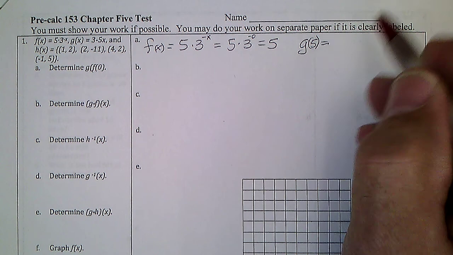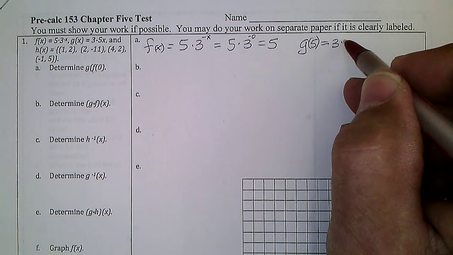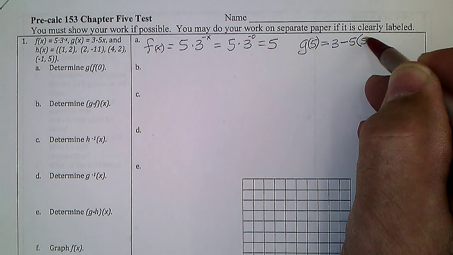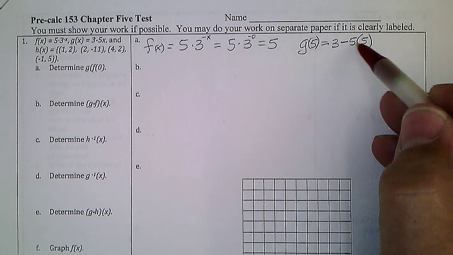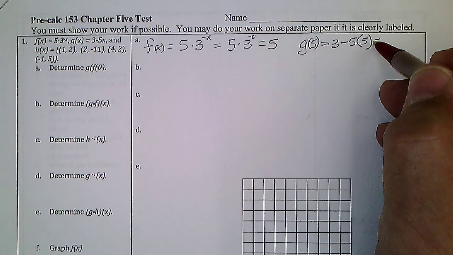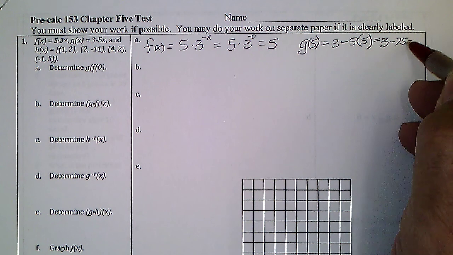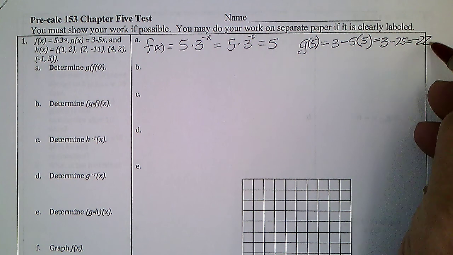And that would be 3 minus 5 times x, which we're putting in 5. So we got 3 minus 25, which is negative 22.